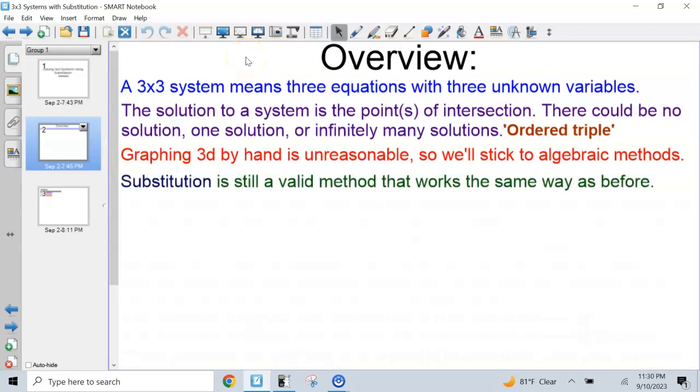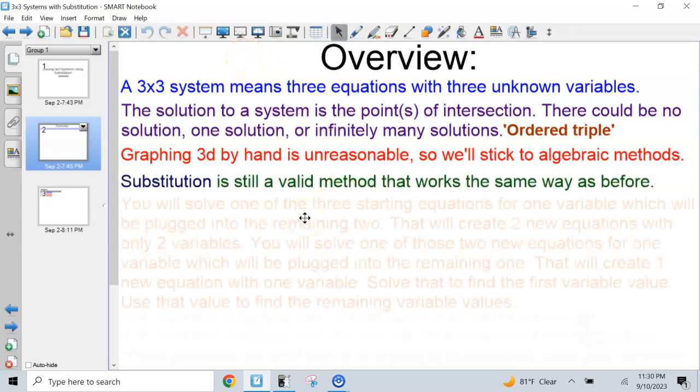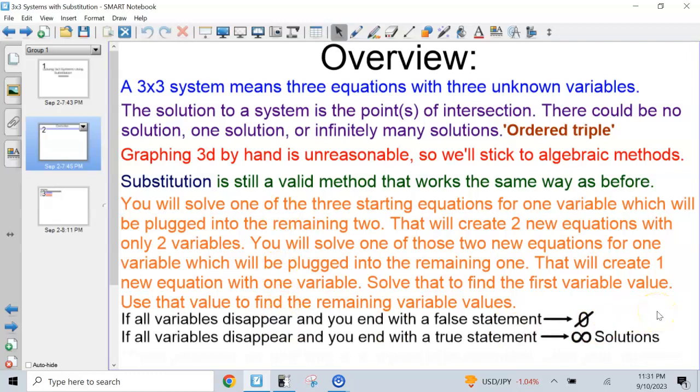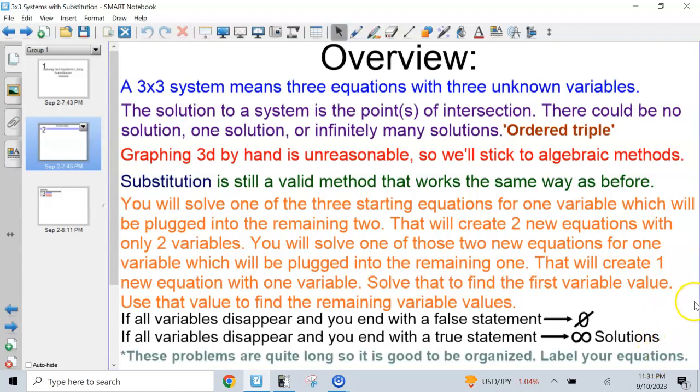Substitution is still a valid method that works the same way as before. We're going to have three equations with three variables. You can solve for one variable and plug in to make two equations with two variables, which then you solve for another variable and plug in, which makes one equation with one variable. You solve that and then you plug in going backwards. If all variables disappear and you know the statement is false, that means no solution. If all variables disappear and the statement is true, that means infinite solutions. These problems are very long, so it's recommended that you be organized and label your equations.